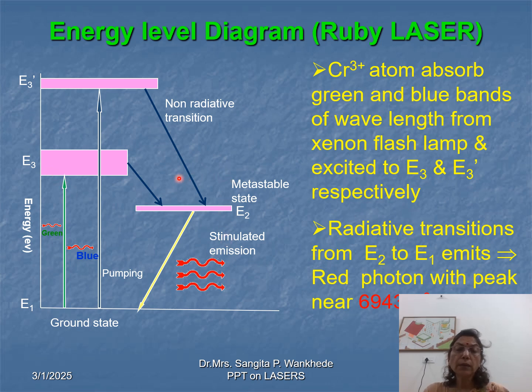After absorption these atoms will stay there for a very short time because both excited states are unstable. Then through non-radiative transition the atoms will come to the metastable state. After achieving population inversion, one of the spontaneously emitted photons will trigger the stimulated emission and the laser will be produced. Its wavelength is of the order of 6943 angstrom.